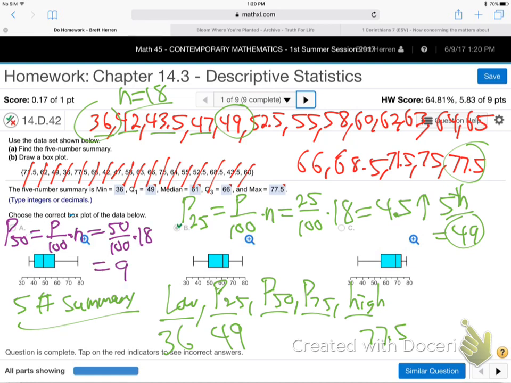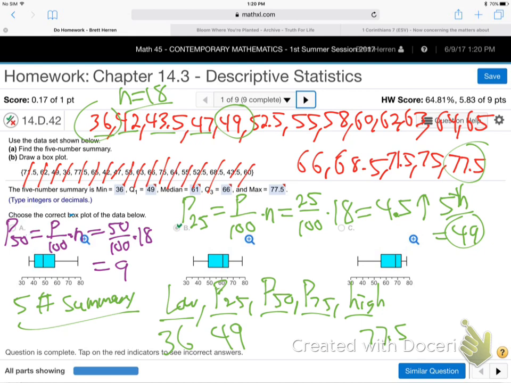So I got 9. Did you guys get that? For the P50, so we're not done yet. But so far, I just did the P over 100 times N, which is for the 50, for the median, for the 50% of the way through the data. 50 over 100 times 18 comes out 9. Now, what am I supposed to do when I get a whole number?